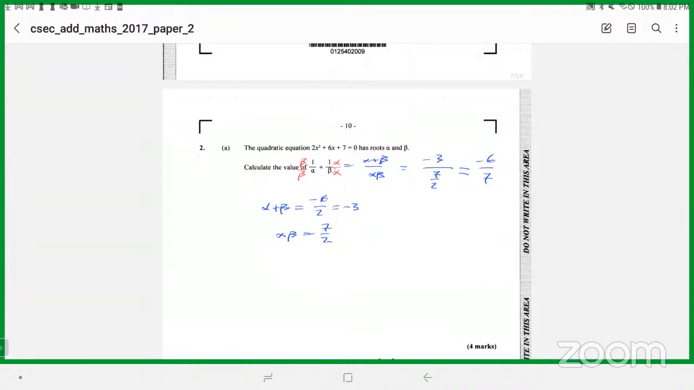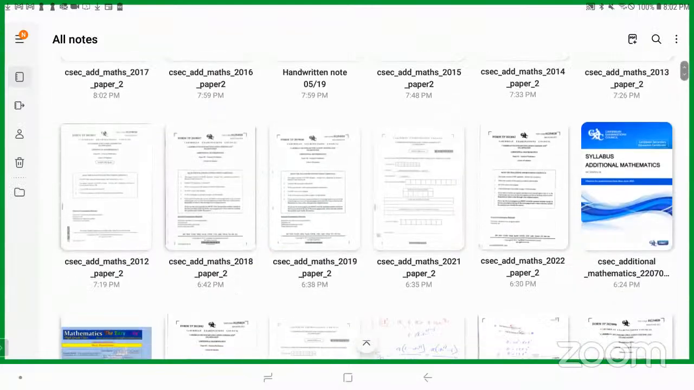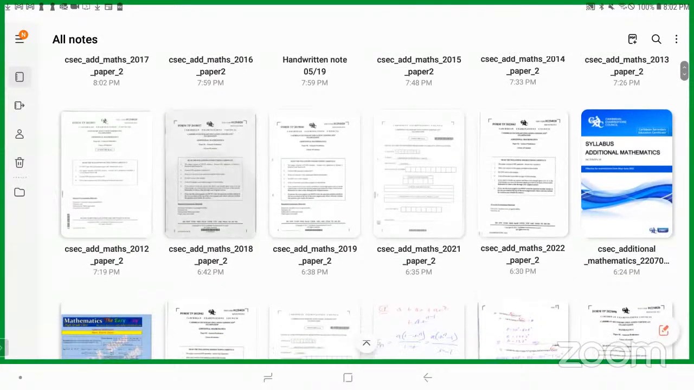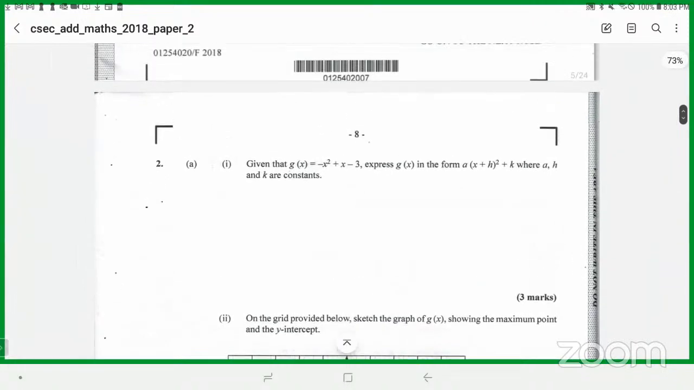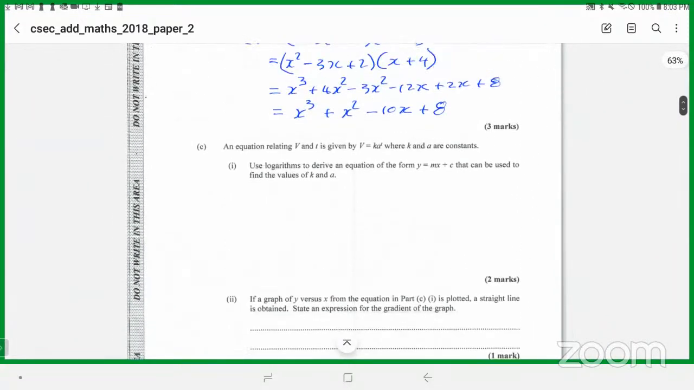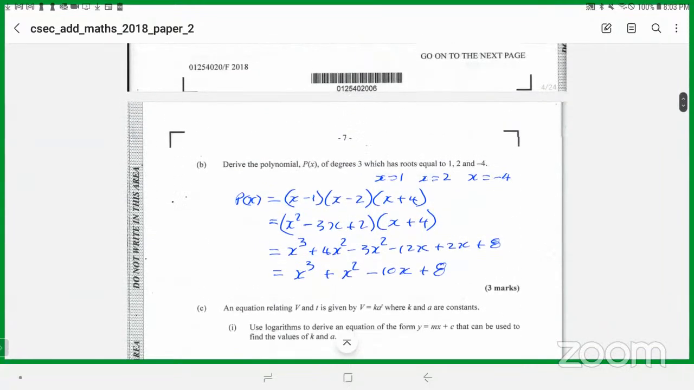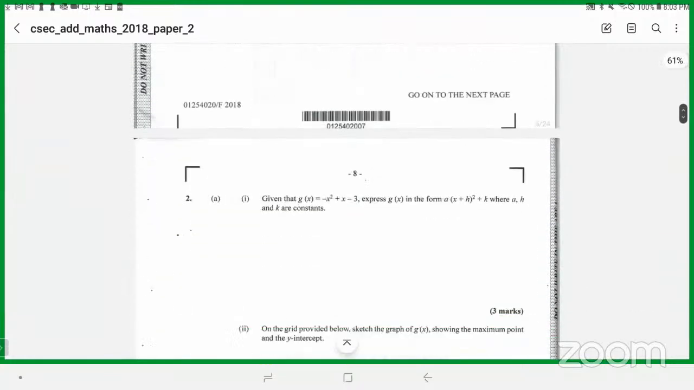2018. Where are you? 2018. Where are you? Right there. 2018. All right, let's see now. All right, here's a quadratic. This part of it is linear reduction. All right, so quadratic is right here.